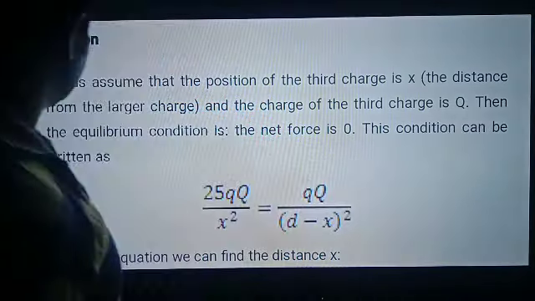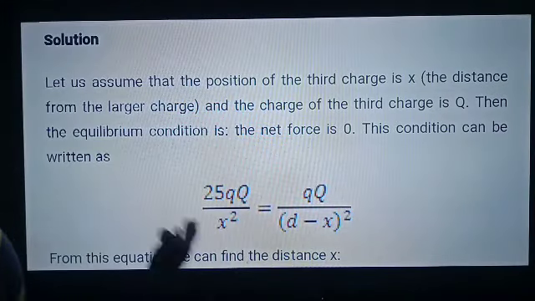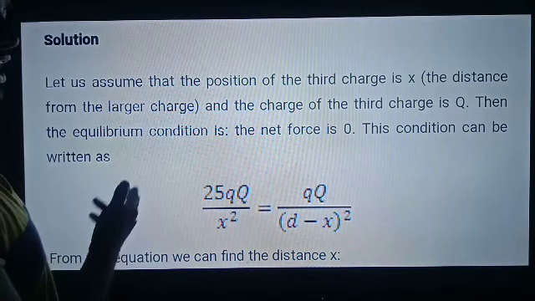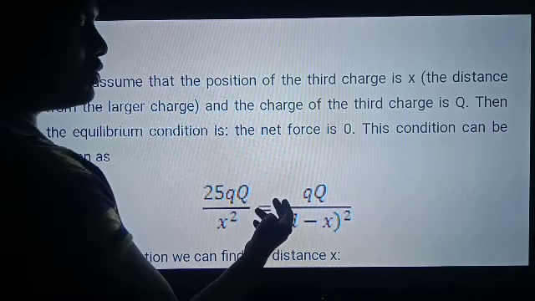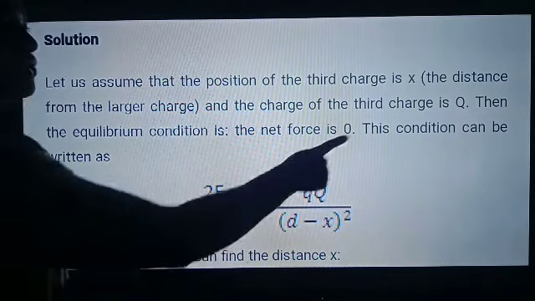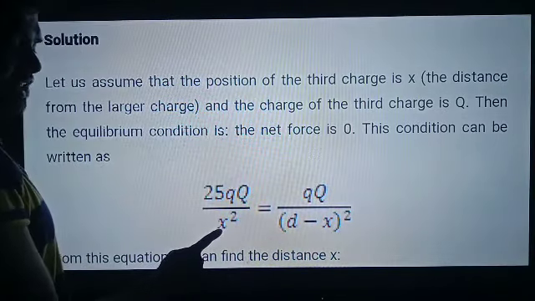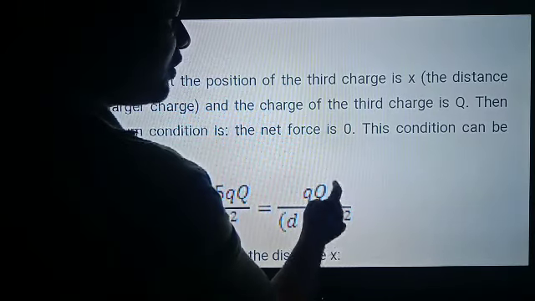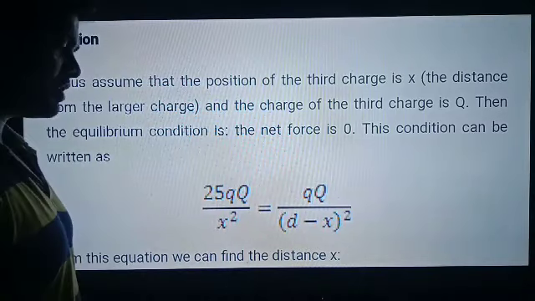Then the equilibrium condition: the net force is 0. It means when the third charge is at equilibrium, the force exerted by the 25Q charge and the Q charge will be equal on this charge. This condition can be written from Coulomb's law, F is equal to K Q1 Q2 upon R square. If the distance of the capital Q charge is x from the larger one, then from the small q charge the distance of capital Q will be d minus x.